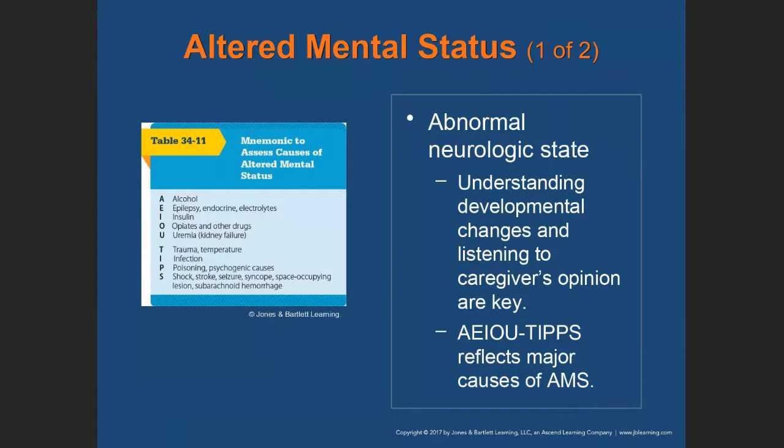For altered mental status, you're gonna remember your acronym, AEIOU TIPS, similar to what you would use for the adult. So A is alcohol, E, epilepsy, endocrine, electrolytes, I is insulin, O is opiates or other drugs, U, uremia, kidney failure, T, trauma, temperature issues, I, infection, P, poisoning, psychogenic causes, and the S is shock, stroke, seizure, syncope, space-occupying lesion, or subarachnoid hemorrhage.